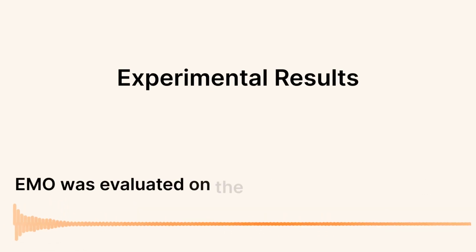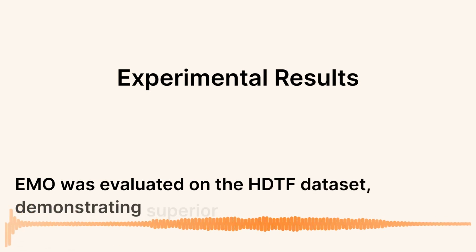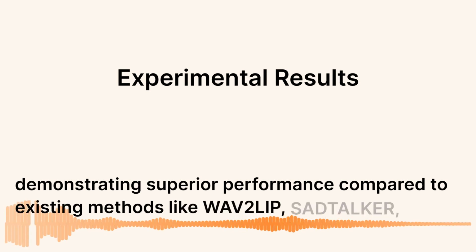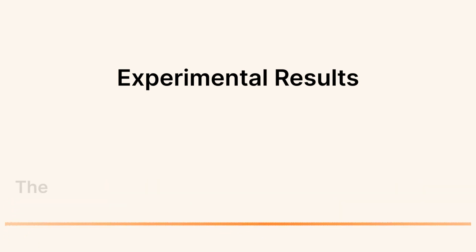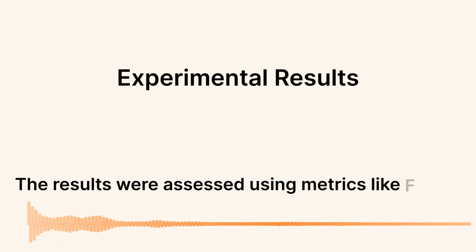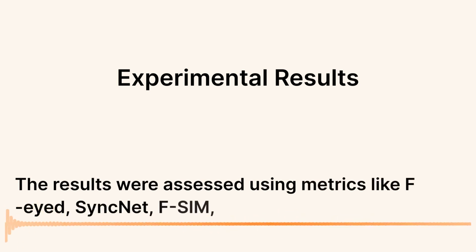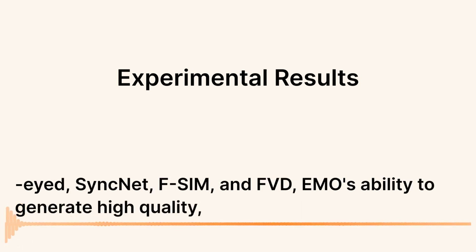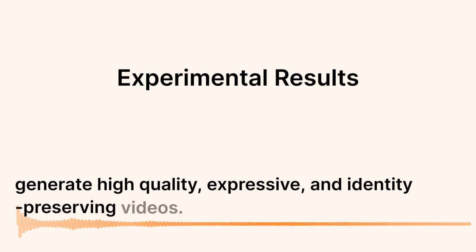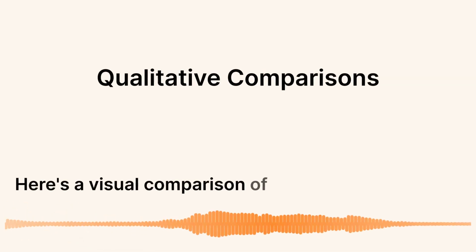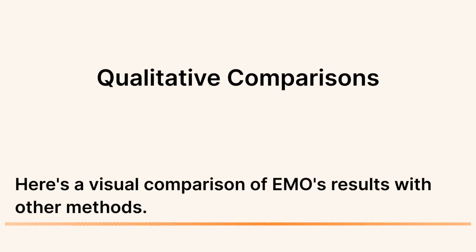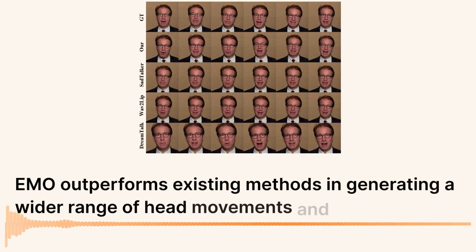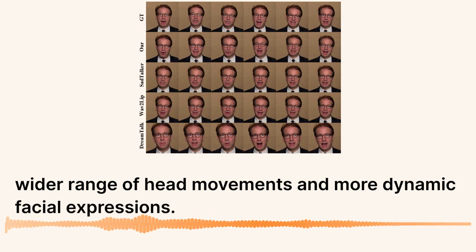EMO was evaluated on the HDTF dataset, demonstrating superior performance compared to existing methods like Audio2Lip, SadTalker, and DreamTalk. The results were assessed using metrics like FID, SyncNet, F-SIM, and FVD, showcasing EMO's ability to generate high-quality, expressive, and identity-preserving videos. Here's a visual comparison of EMO's results with other methods. EMO outperforms existing methods in generating a wider range of head movements and more dynamic facial expressions.